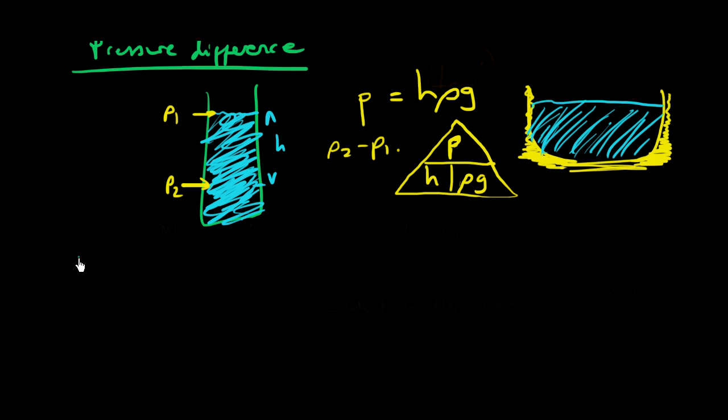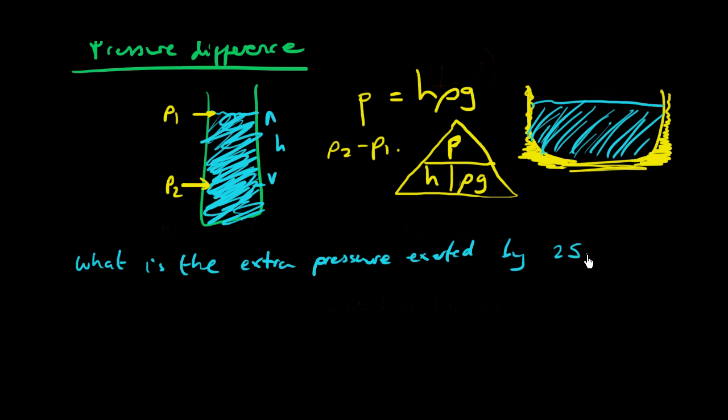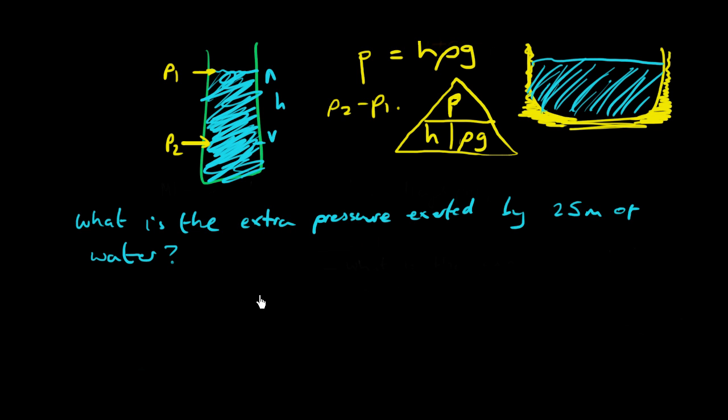Alright, so a question could say something like, what is the extra pressure exerted by 25 meters of water. And we'd have to use the equation which says that the pressure is equal to H rho G. And the question would have to give you the density of water, right? They would have to give you that amount.